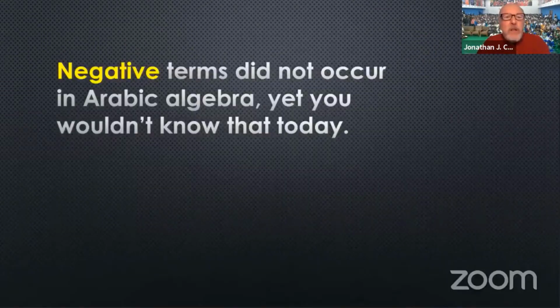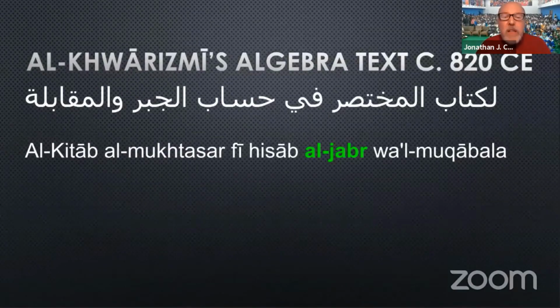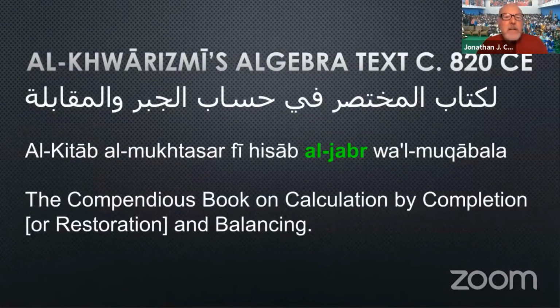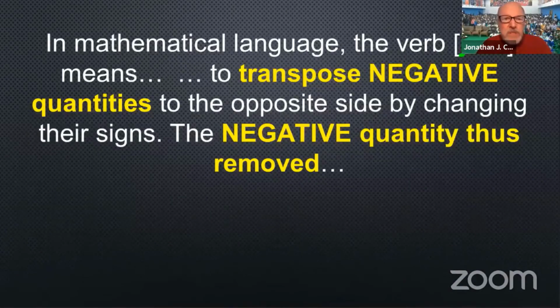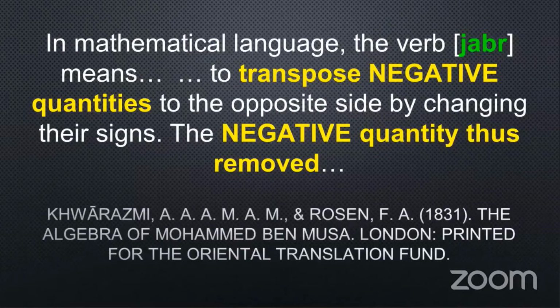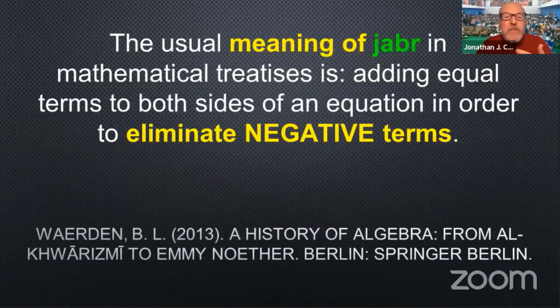So negative terms did not occur in Arabic algebra, yet today you wouldn't know that. But we see the word al-jabr in the title, and al-jabr, as you know, morphs into the word algebra today. So we know that this title becomes something like the compendious book on calculation by completion or restoration and balancing. In mathematical language, the verb jabara means to transpose negative quantities to the opposite side by changing signs. But I've just got many examples of this where lots of different commentators keep talking using negative terms, but what's happening is there are no negative terms in Arabic algebra. All they are positive terms being subtracted.